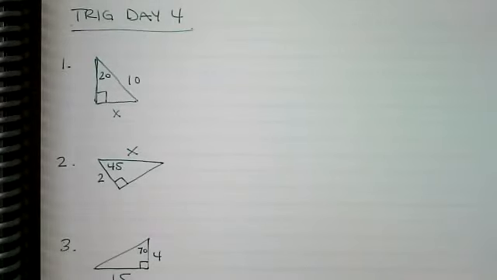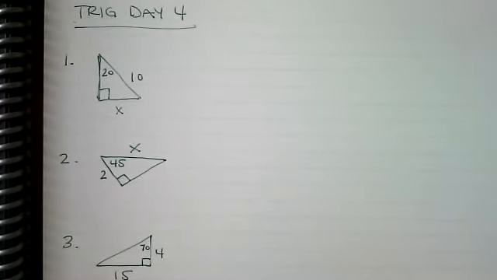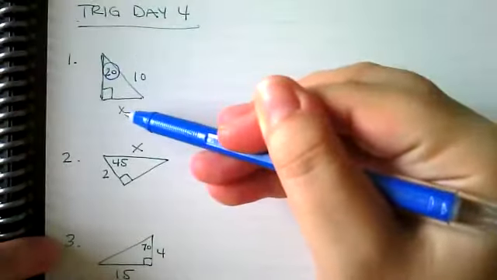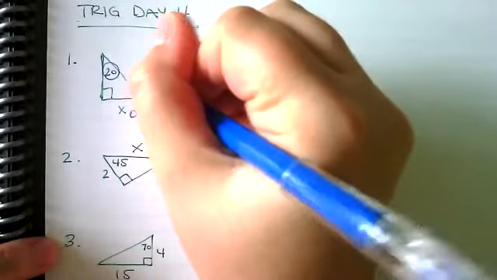Today we're going to learn how to find a side of a triangle using our trig functions. So like we've been doing the past 3 days, first thing you want to do is label your triangle. So in this question, 20 is my angle. So that means that x is my opposite side, and that means that 10 is my hypotenuse.